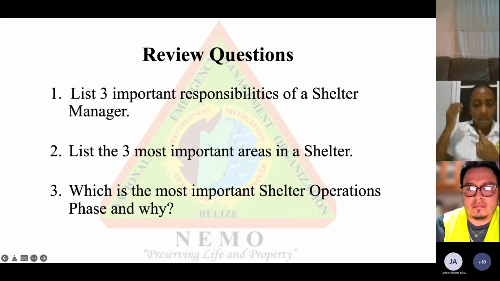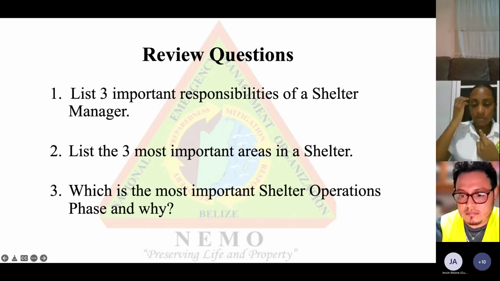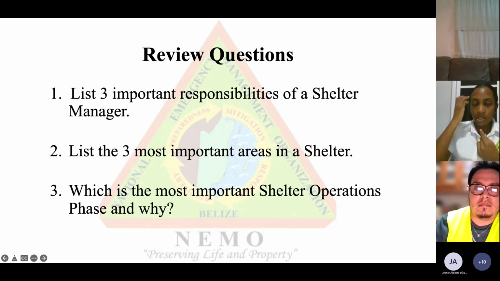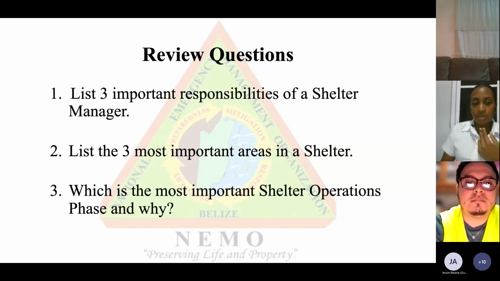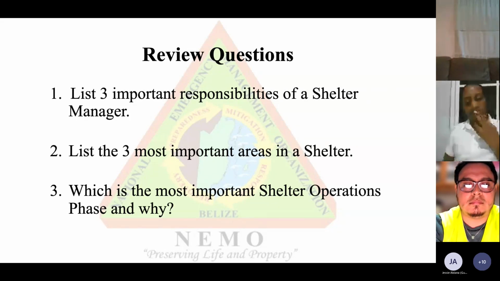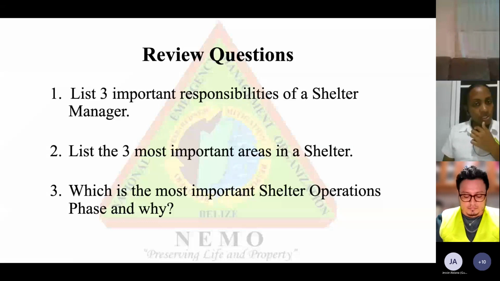I'll give you some hints. People in your shelter have to eat and drink water. You would be getting supplies from your EOC, from the different warehouses. Let me mention this: I don't think we have it anywhere in this training session, but NEMA has 5 warehouses strategically located countrywide. The nearest warehouse to Corozal would be in Orange Walk.